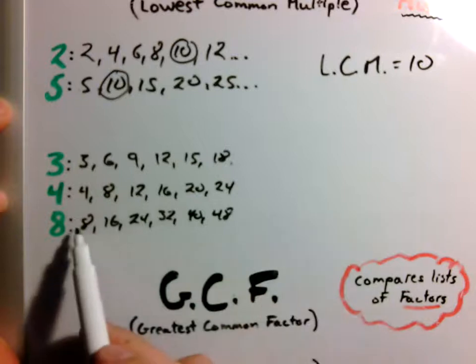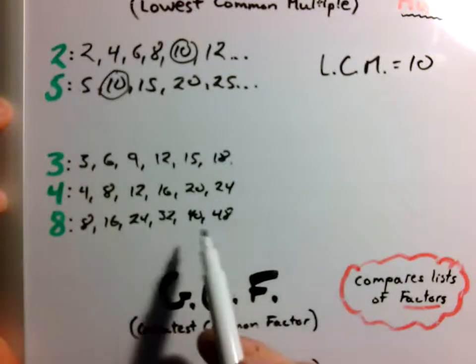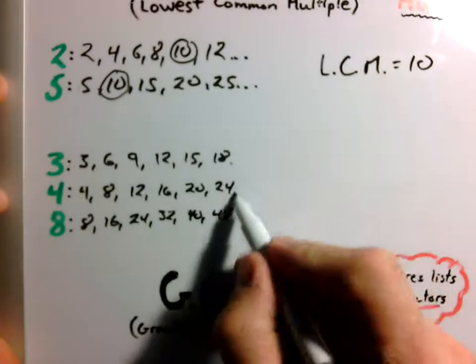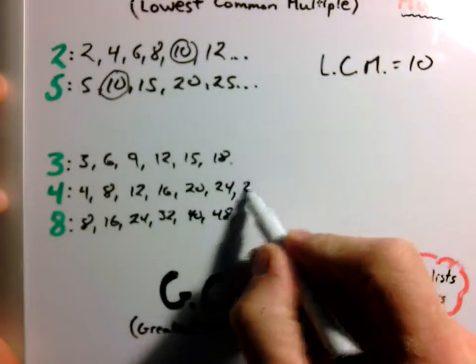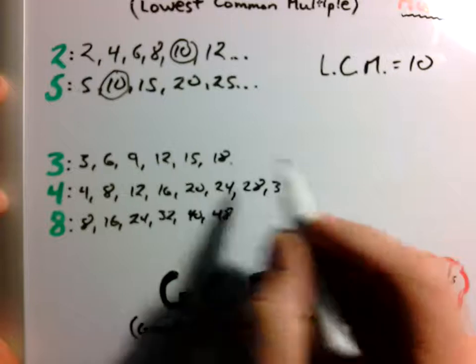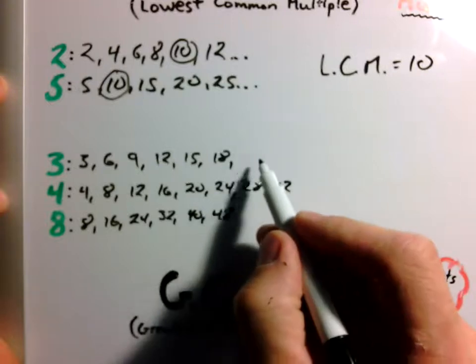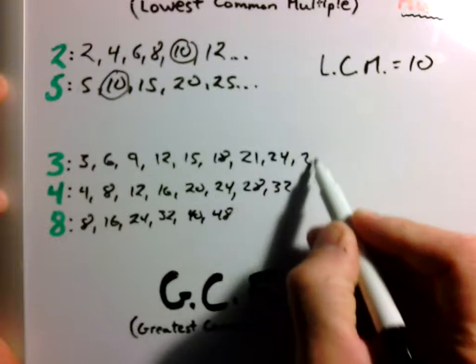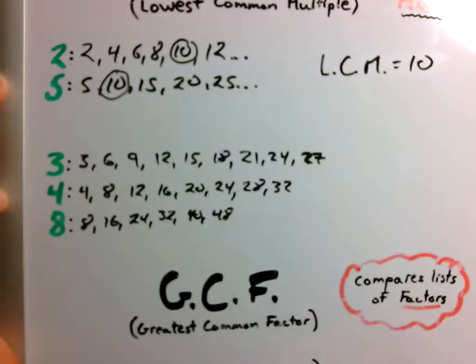So the multiples of 8 already go up to 48, so we can keep that short. Let's write a couple more multiples of 4, so 28, 32, and we have to extend this list of multiples of 3: 21, 24, 27. Okay, let's see if that's enough.